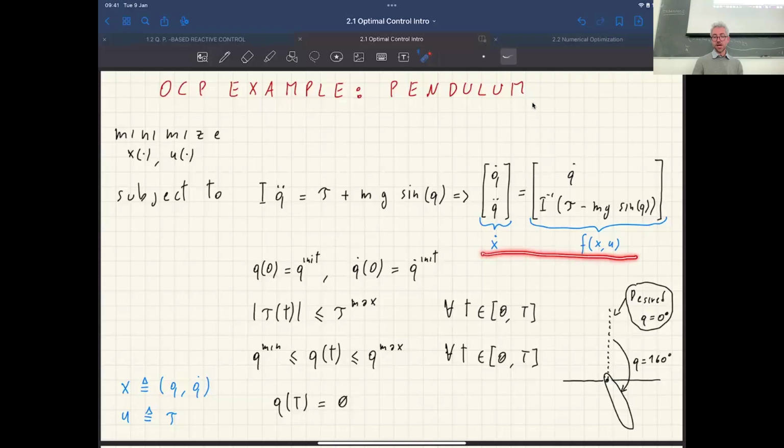The standard form is x dot equal f of x, u. So x dot, well, if x is q, q dot, we take the derivatives of those. We have q dot, q double dot. And then q dot is equal to q dot. There is no dynamics there. Whereas q double dot is equal to this expression here. I just multiplied everything by the inverse of the inertia. I don't know why there is a minus there, it should be a plus.